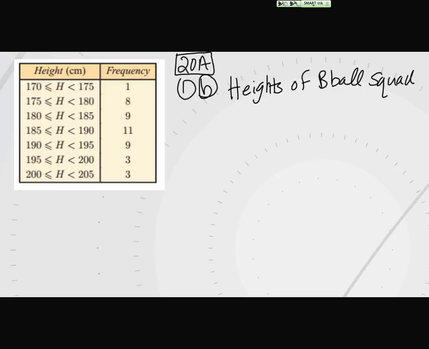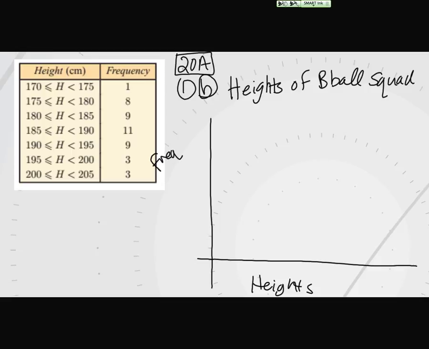So when you are constructing your histograms or your column graphs, the data you're measuring, the different categories, or in this case, the different intervals will go on the x-axis, and the frequencies will go up. So if we've got the axis right here, here would be my heights along the x-axis, and the frequency would be my y-axis.